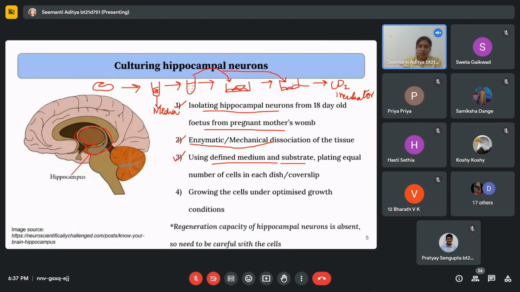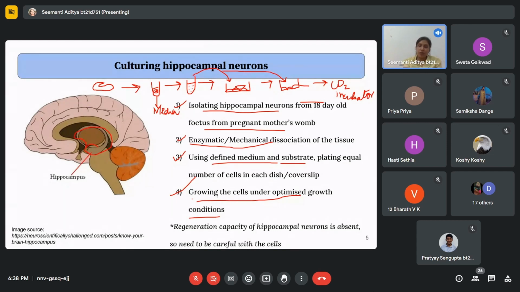Optimized growth conditions here refers to how many hours later we have to give a media change, or how many hours later we have to add some additional nutrients or additional drugs, etc. These are the optimized growth conditions that, when we start working with a particular cell or particular organ, you will get used to, including the duration of time when it needs to be split into a different dish.